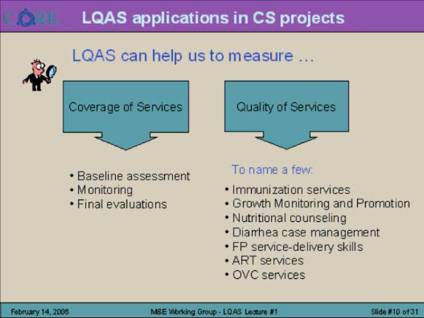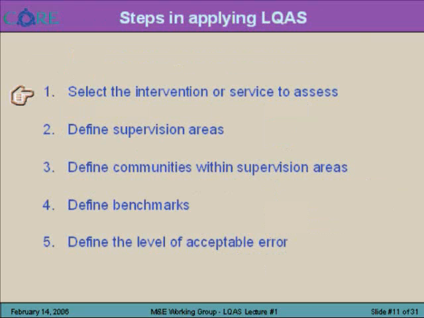So what do we need to do to start using LQAS? There are mainly 5 specific steps to follow when applying LQAS in your projects. First and foremost, you need to select the intervention or services to assess within the project catchment area and identify in advance the indicators you want to use for assessing these selected services. Second, you need to define the number of supervision areas, those sub-areas that take the role of management units that will help you better supervise project activities.